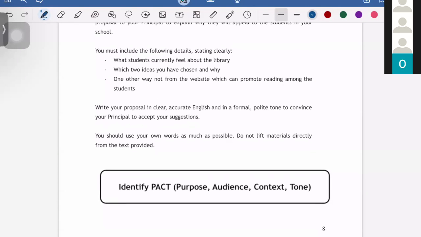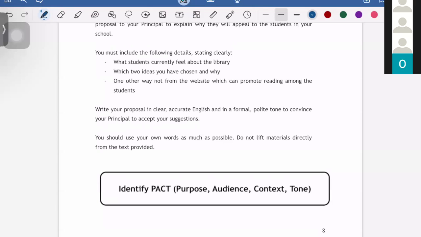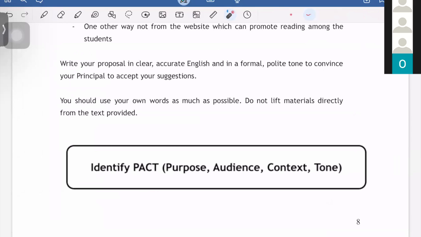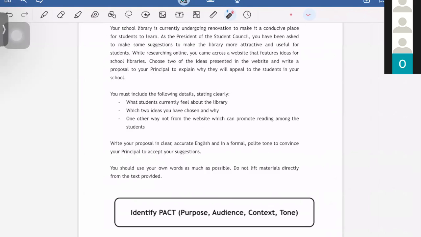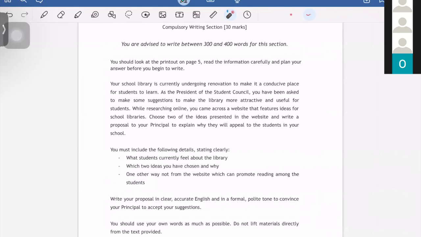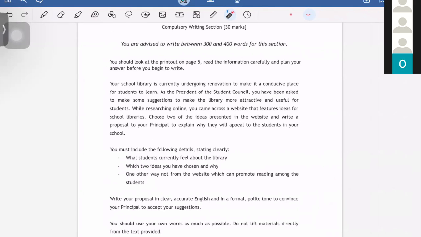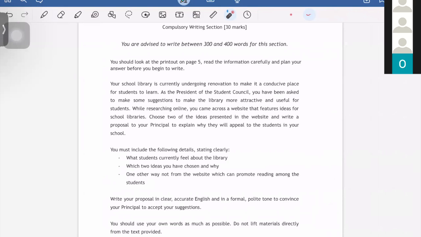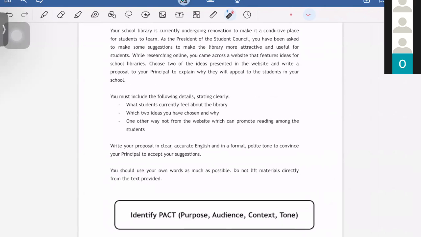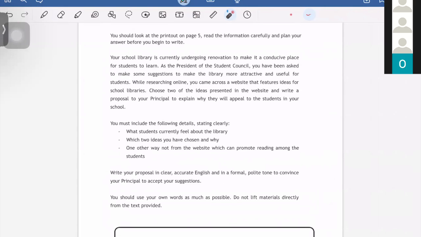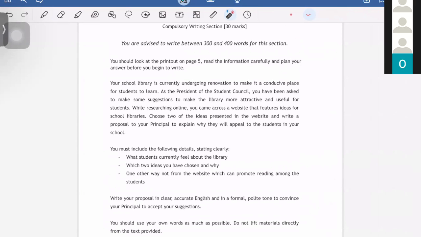That would be your PACT. So at the bottom here, identify PACT, your purpose, your audience, context, and your tone as well. Can you take a few minutes to read through first and then attempt to identify these few details? You may choose to use pencil to underline first, and then I will go through shortly afterwards.